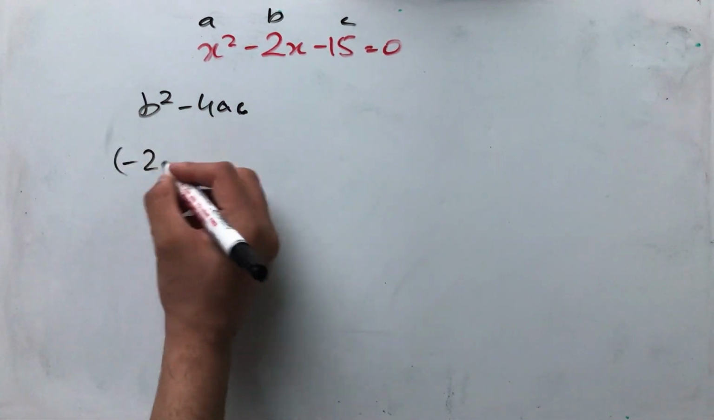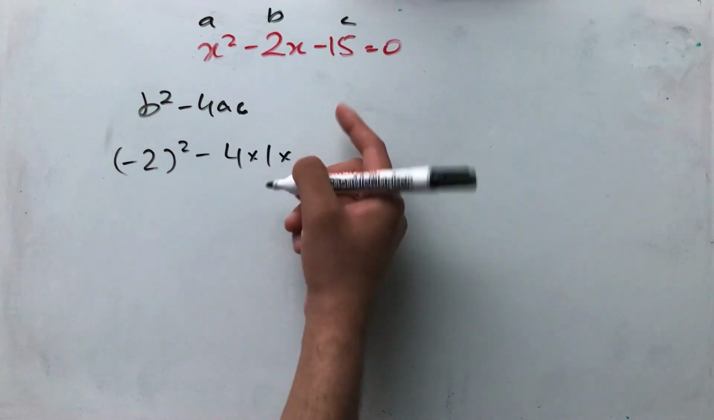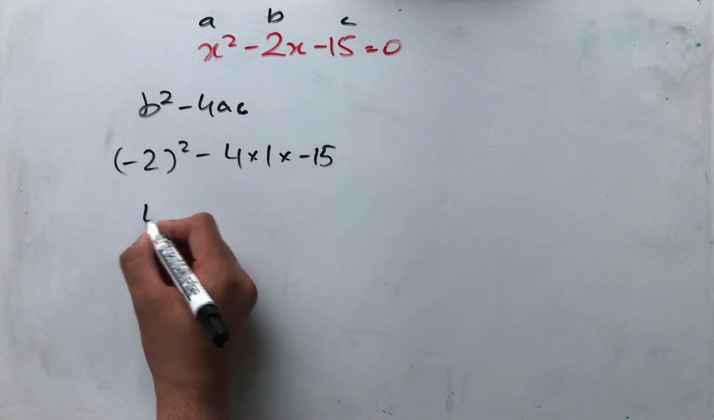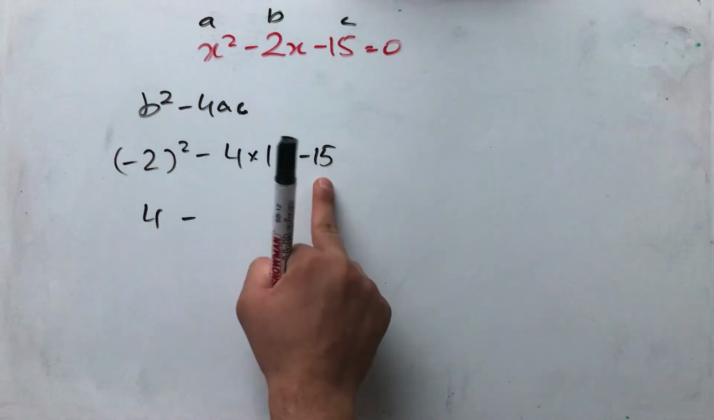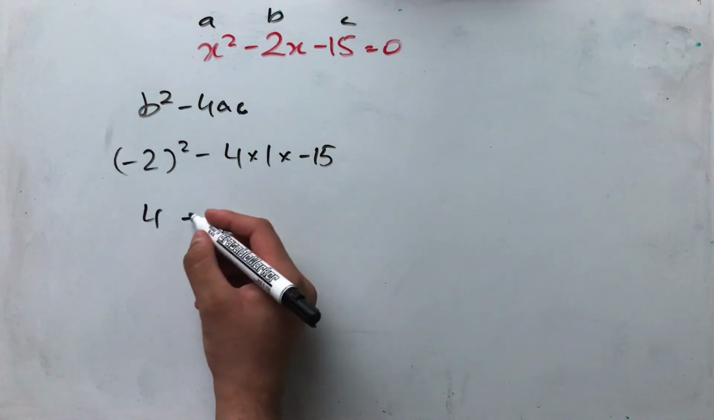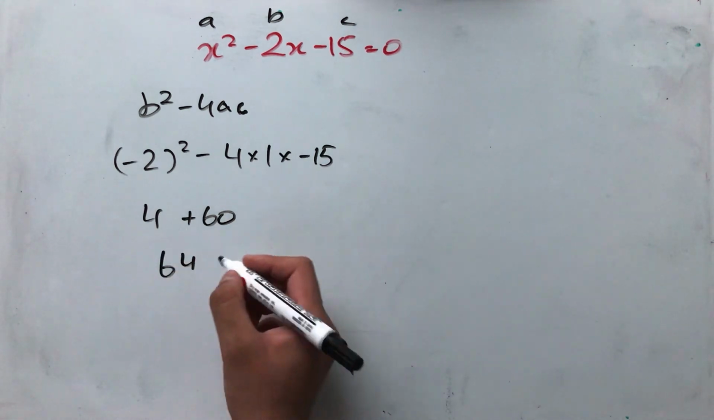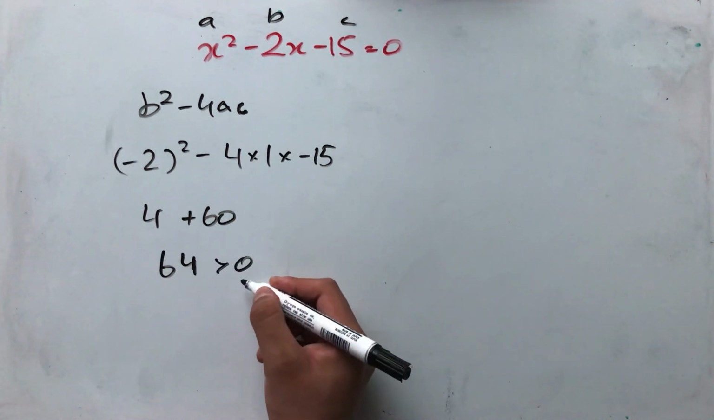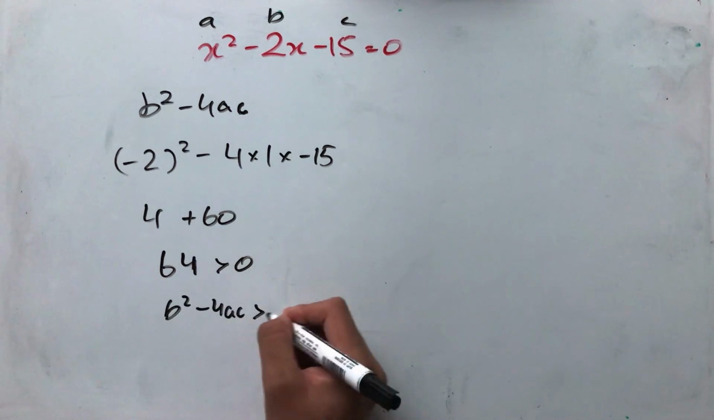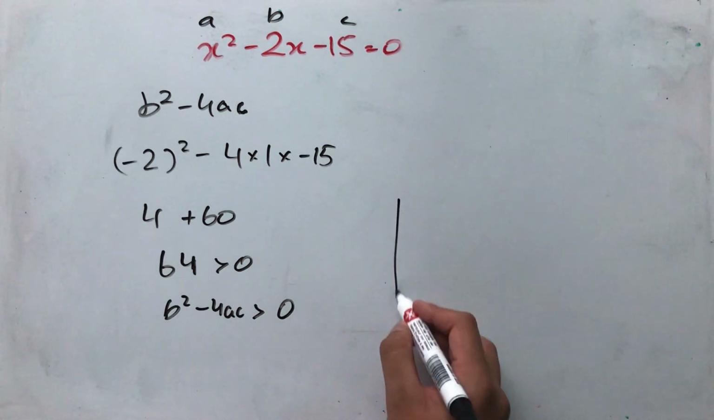We get negative 2 squared minus 4 times 1 times c, which is negative 15. Okay, negative 2 squared is 4, minus negative 4 times negative 15 is 60 times 1 is 60 again, so plus 60, and we can say that this is 64, right? 64 is obviously greater than 0, which means that b squared minus 4ac is greater than 0, and thus we know that the graph of this will have 2 distinct roots.